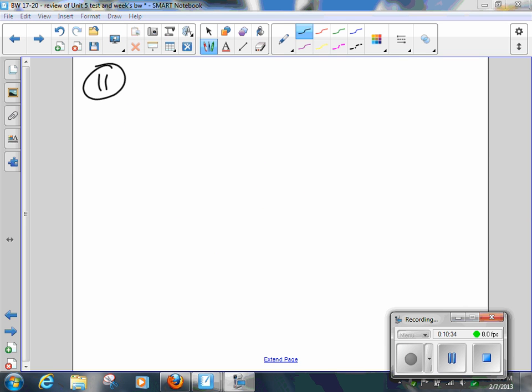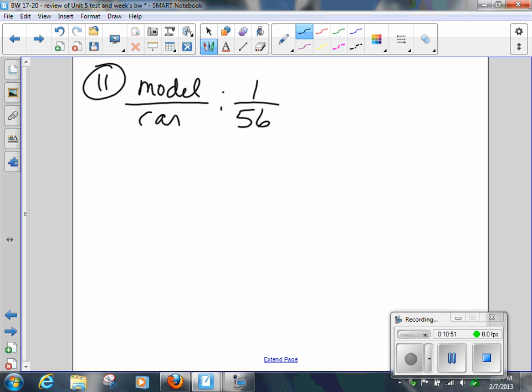It says the ratio of the model car's dimensions to the actual car, that's our guide, is 1 to 56. Okay? Now, it says the model has a length of 3 inches. Where am I going to put 3 inches? Why? Because it's a model. Absolutely. And then we have to find out the actual length, don't we? What's the length of the actual car?